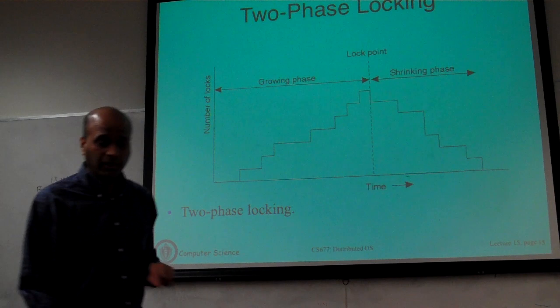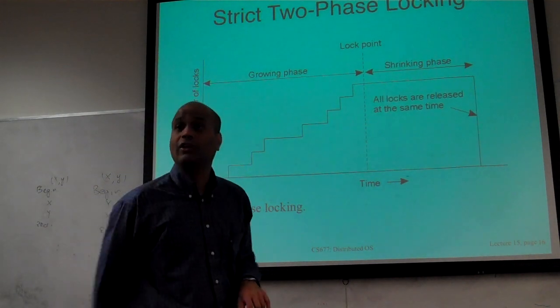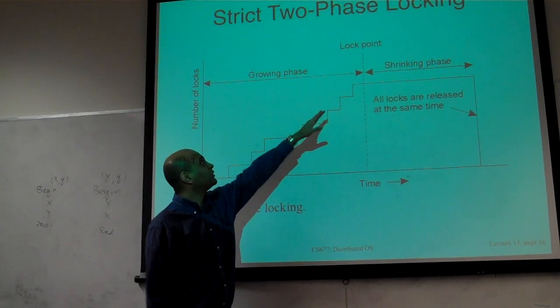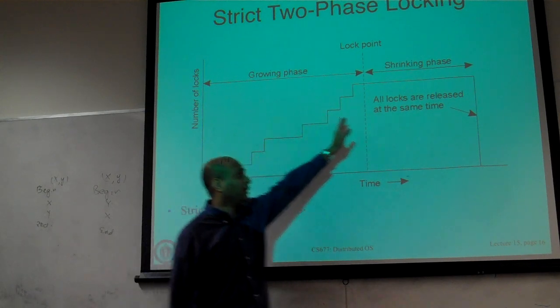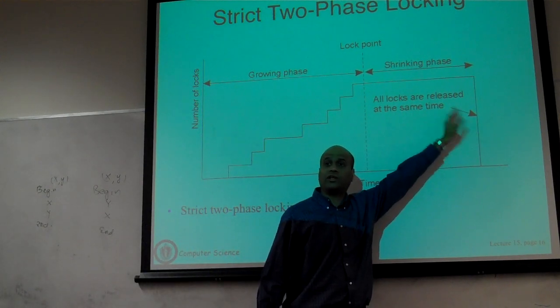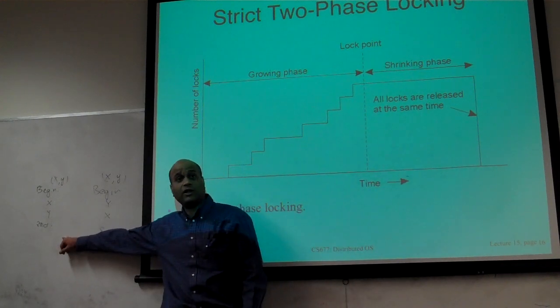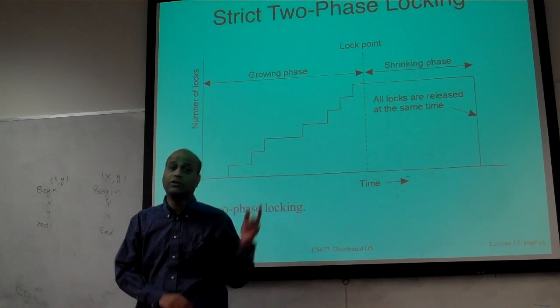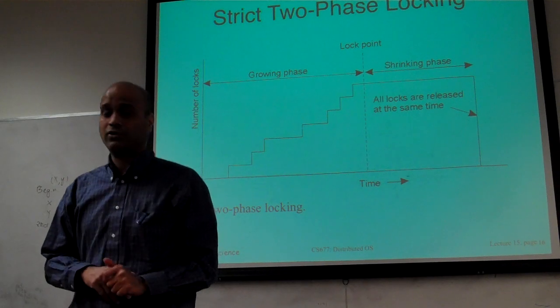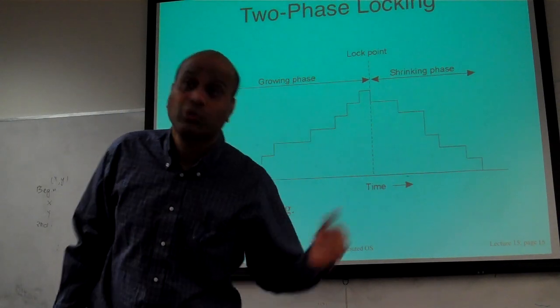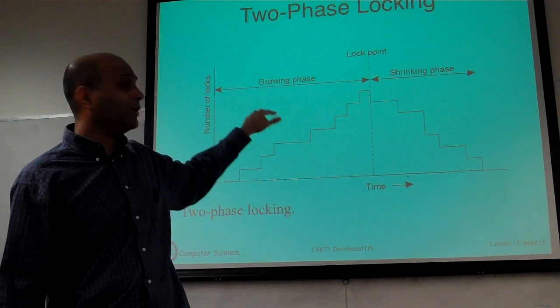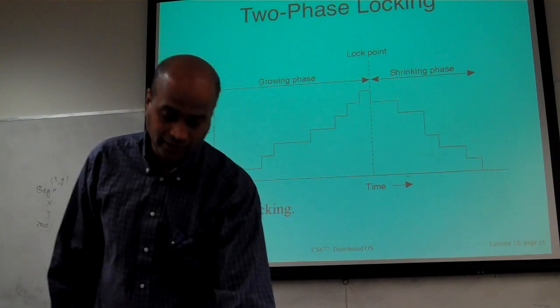Okay. There's something called strict two-phase locking, which basically says you still have a growing phase, but there's no shrinking phase in the middle. The shrinking phase is all at the end. All the lock release actually happens when the transaction ends. Okay, so this is referred to as a strict version of two-phase locking. It is basically a stricter version than this, where you don't keep releasing, you just release at the end.